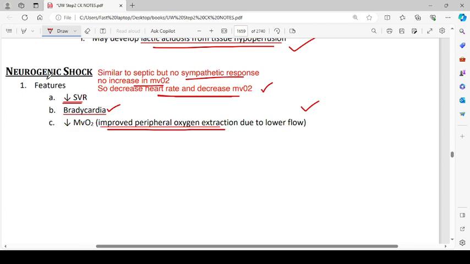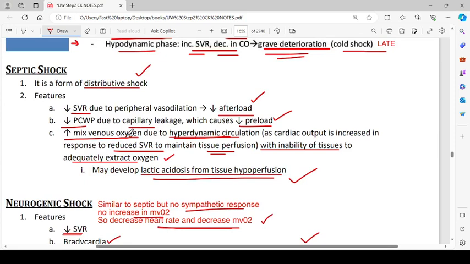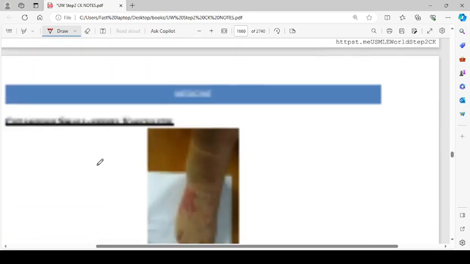So the difference between septic shock and neurogenic shock is that the MVO2 and heart rate are low in neurogenic shock, while in septic shock MVO2 and heart rate are high. So these are the two differences between neurogenic shock and septic shock.